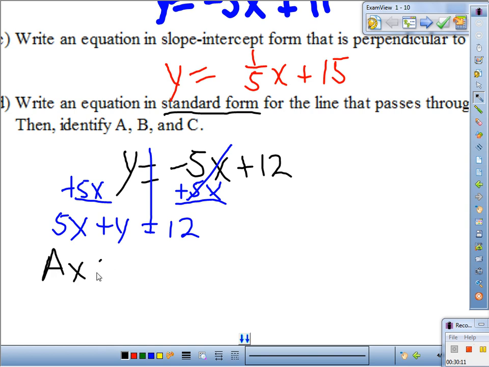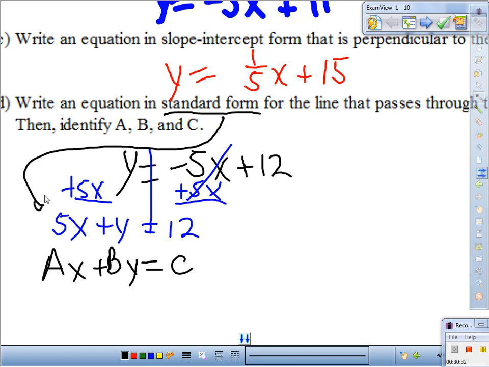Ax plus By equals C. Remember those? Yeah, we did those in the first semester. Now we're trying to bring everything together. Now that we have this, is this looking like this? Yes, this is standard form.